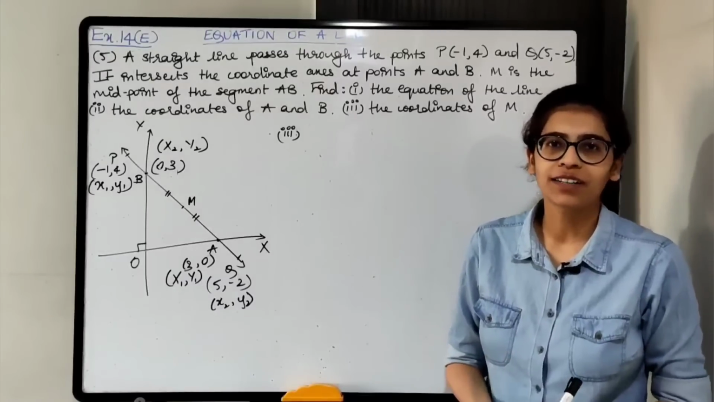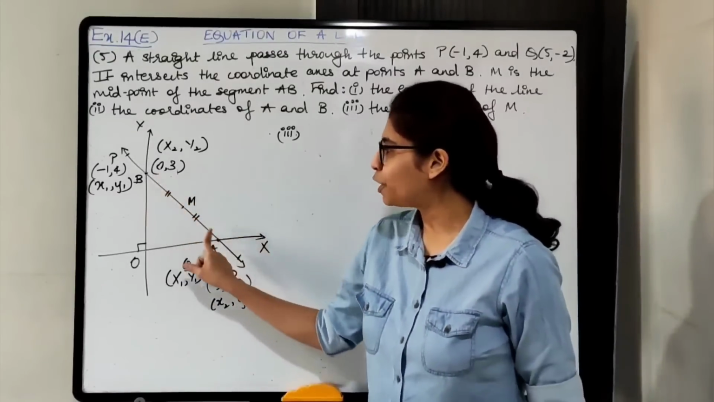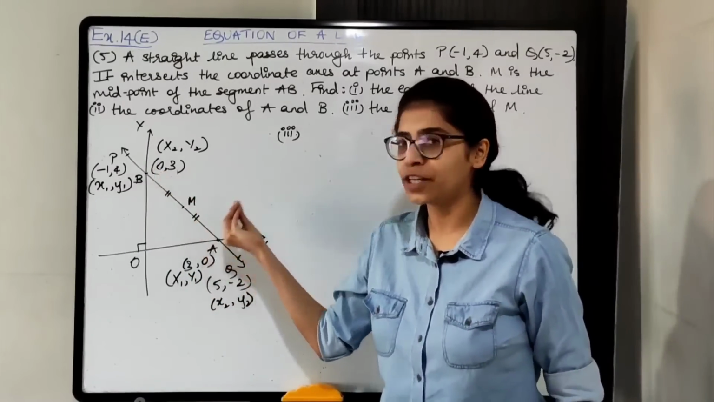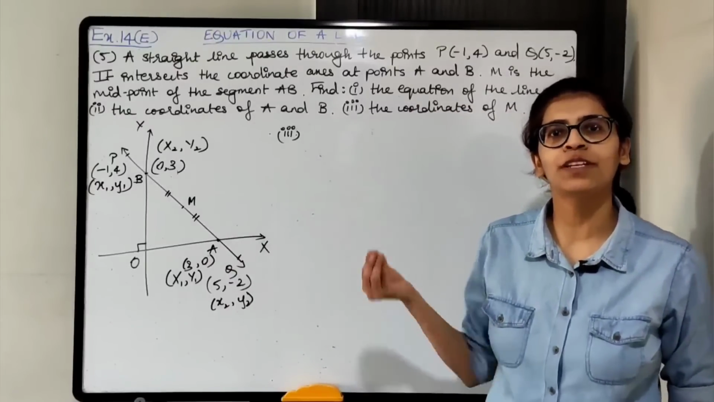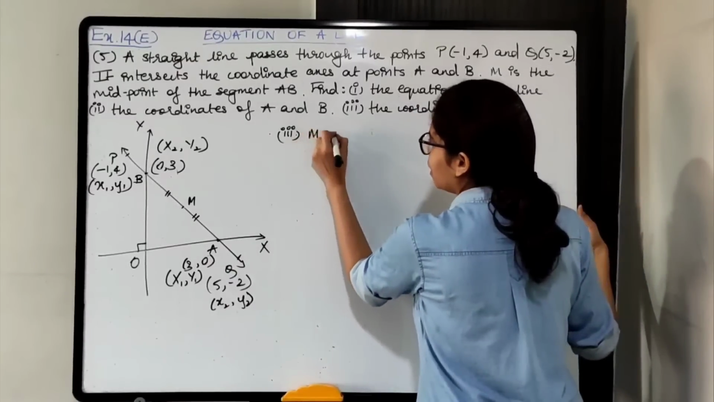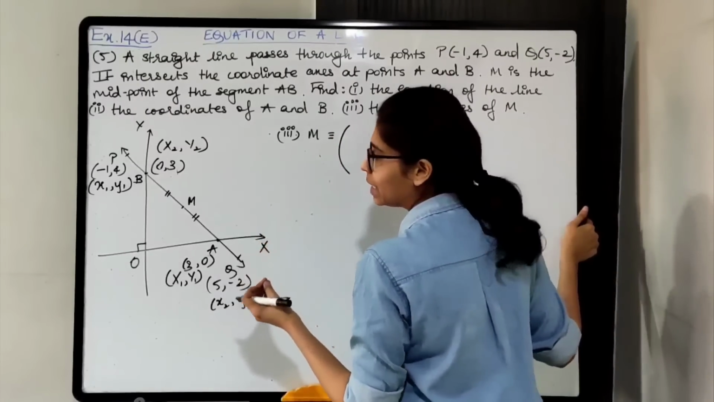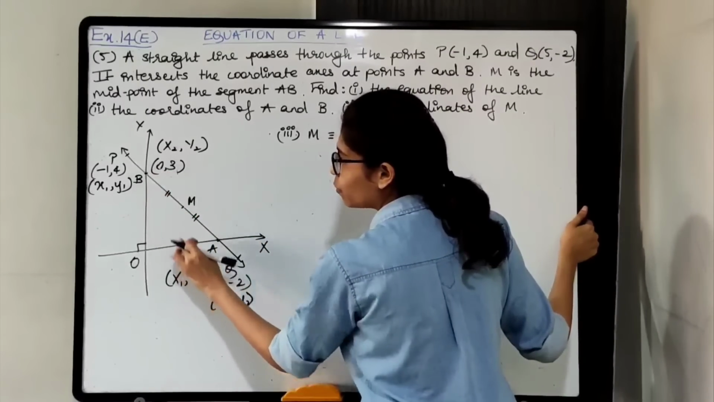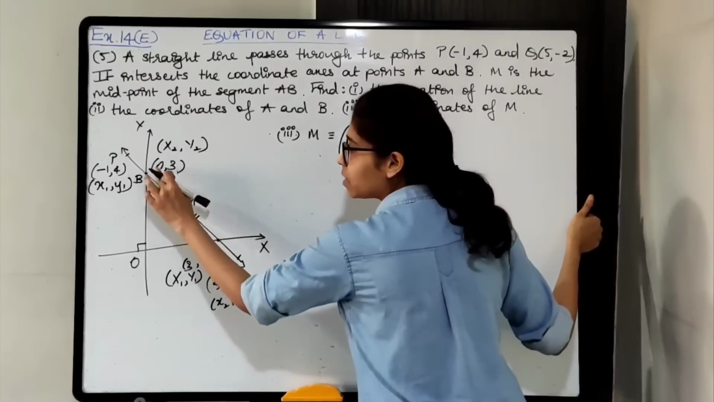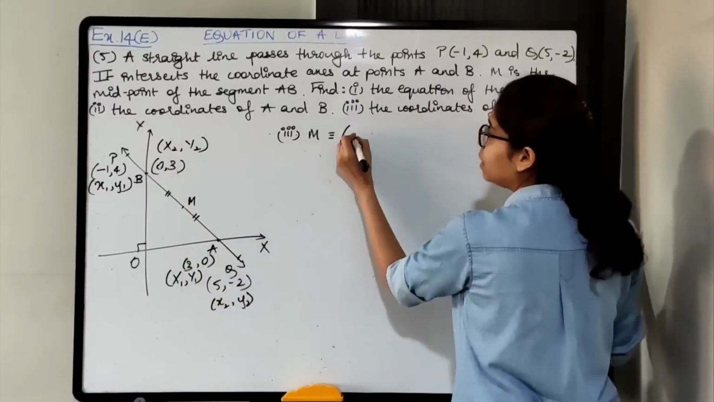Coming to last part, we have to find the coordinates of M. M is midpoint of AB. So what we'll do is we'll use midpoint formula, okay? By midpoint formula we'll get coordinates of M. So M का coordinates क्या हो जाएगा? X coordinate के लिए we'll add the X coordinates of A and B because it is midpoint of AB. So we'll add the X coordinates of A and B and divide by 2. So 0 plus 3 divided by 2.